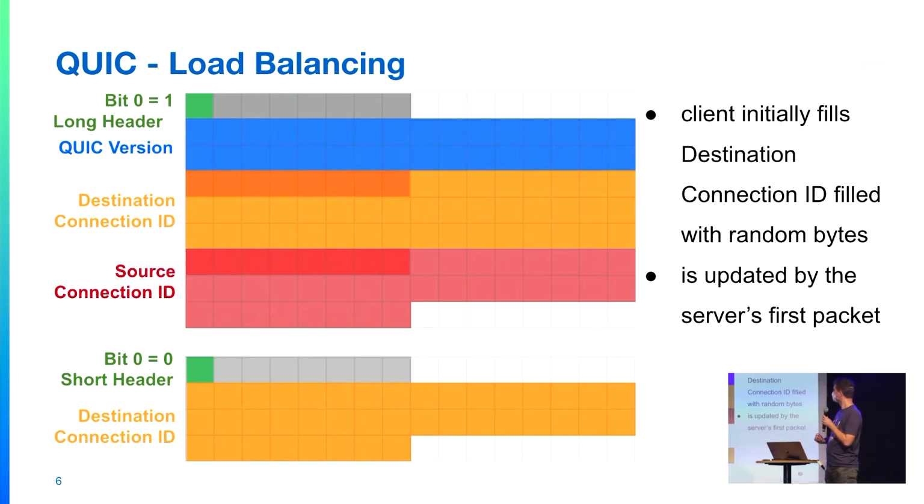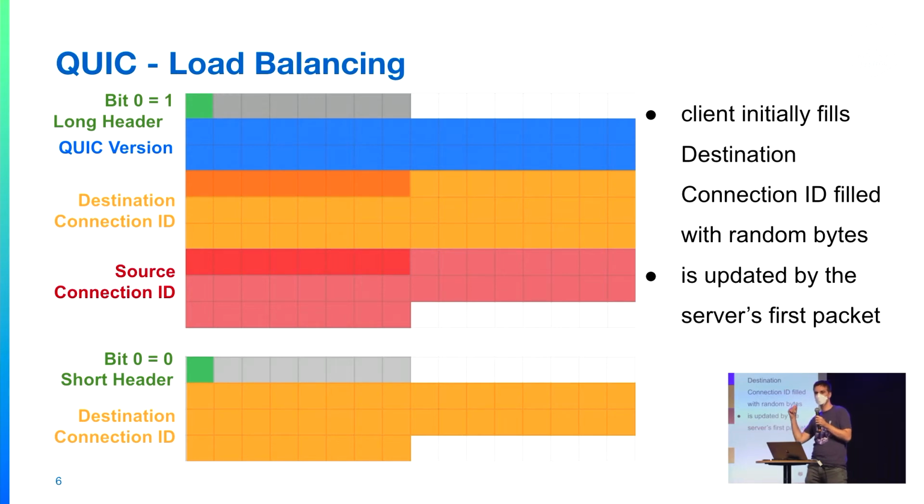The next field is the destination connection ID. So this is the connection ID that the receiver of the packet will use on their load balancing infrastructure to route the packet. And then after that, there's the source connection ID. So when the client sends the first packet, it will fill out the source connection ID. It knows about its own infrastructure and how the connection ID needs to be shaped to be routed correctly. It doesn't know anything about the server yet. So it will just fill in random bytes in the destination connection ID.